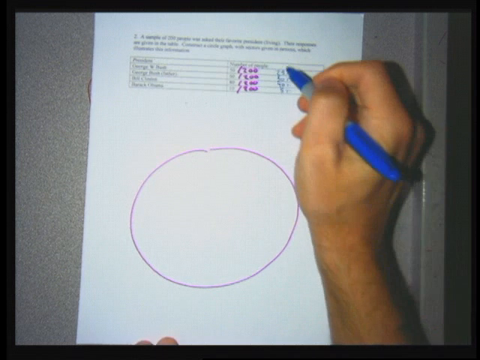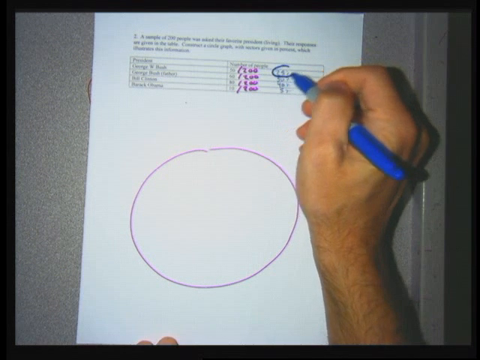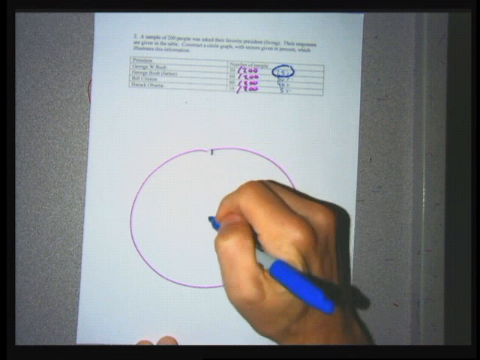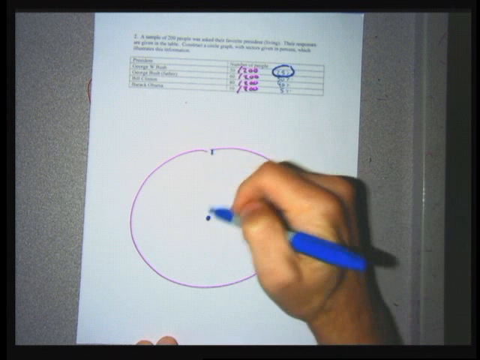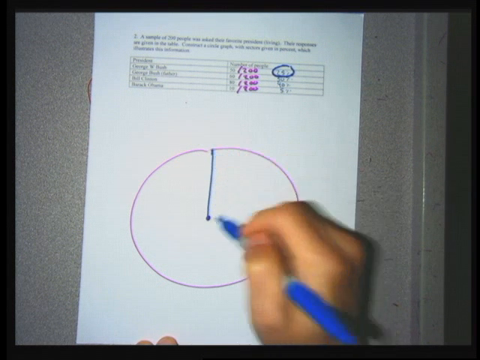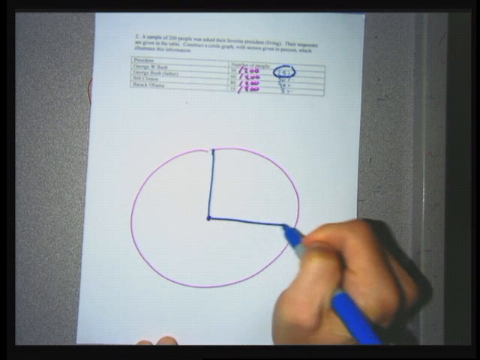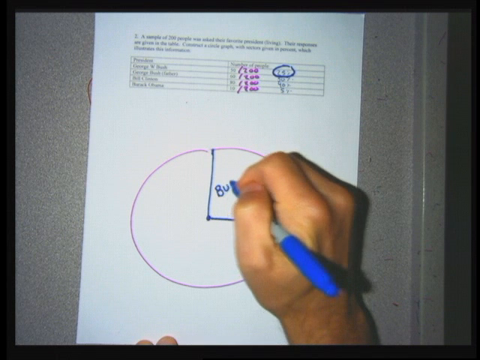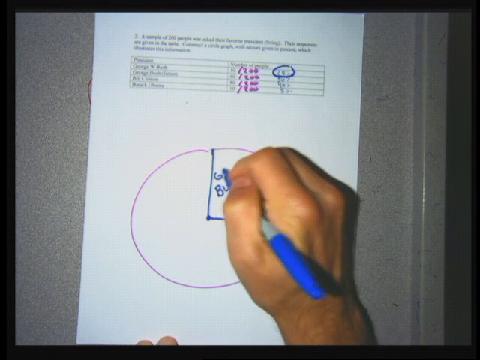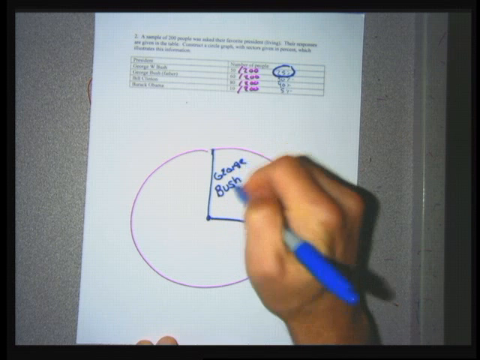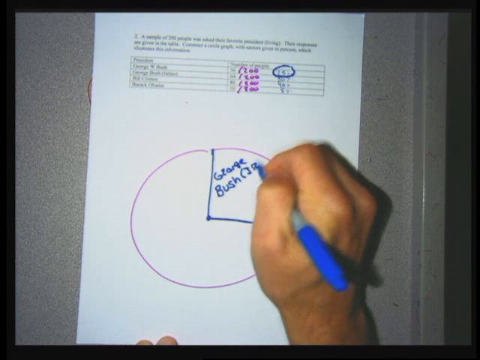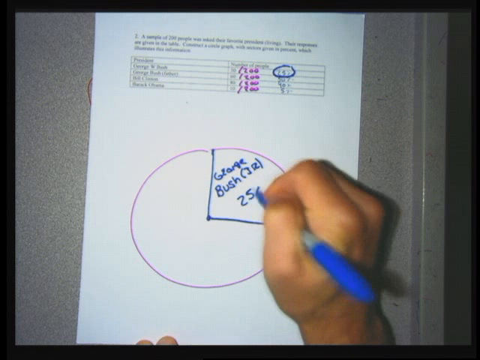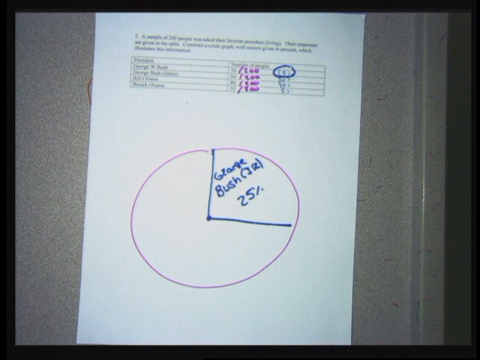So when I do this, 25% is easy for me to get because that's a full quarter of the circle. Make a dot in the center of my circle, and then somewhere I need to make a quarter of the circle. And in that, I'm going to put, I don't know that he's really a junior, but I'm going to call it junior, and I'm going to write a percent next to it.